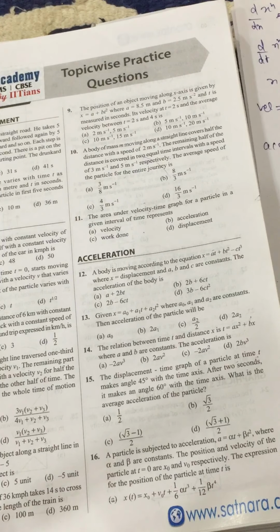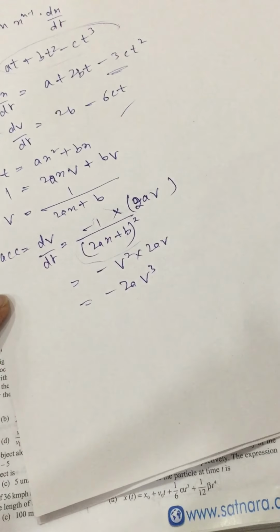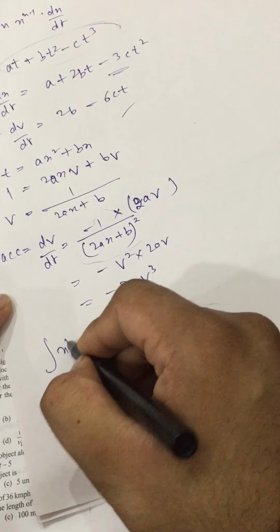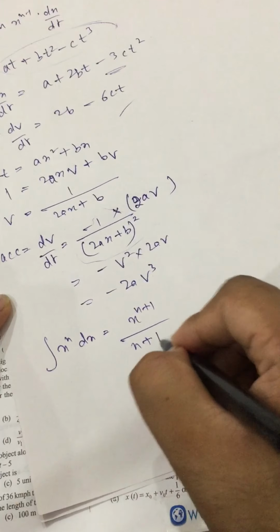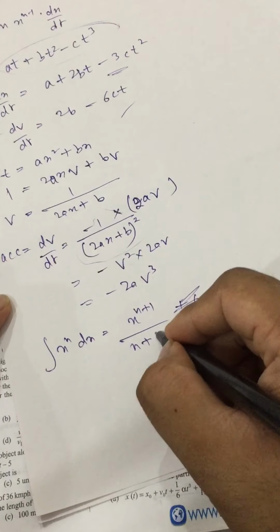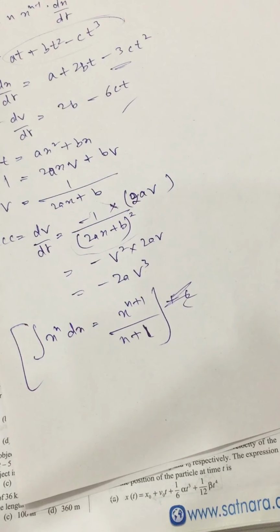Now the expression for position. In this we have to integrate. Let us also study the formula of integration. Integration of x to the power n dx is how much? X to the power n plus 1 upon n plus 1, plus there is a constant c, but that is not required here. Let us just remember this. Integration is the opposite of differentiation. We have already studied this also in our class of graphs. You can refer to it.